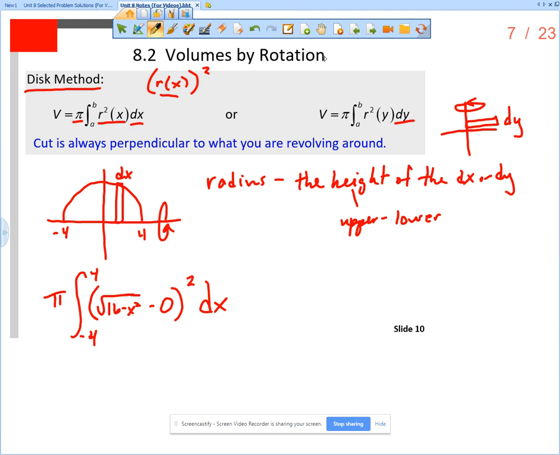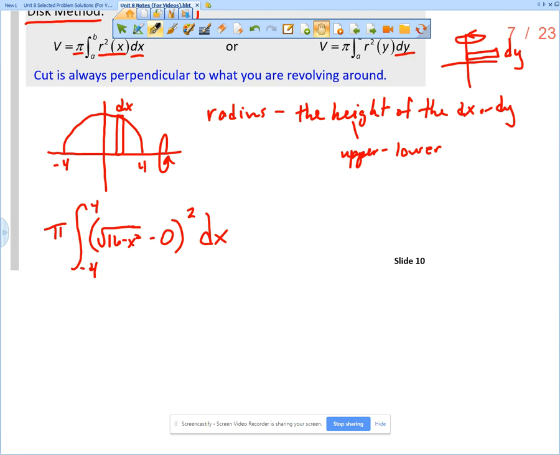All right, so now we should be able to carry out this calculation. So let's go ahead and do that. I'm going to simplify first because it's going to make the integral doable. Subtracting 0, well, we don't need to do that. But then the square root of 16 minus x squared, squared, we just get 16 minus x squared, and then with respect to x.